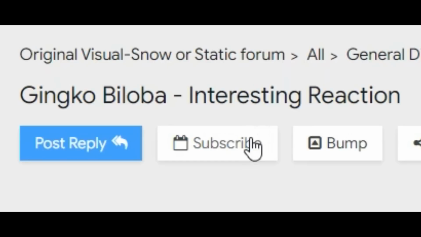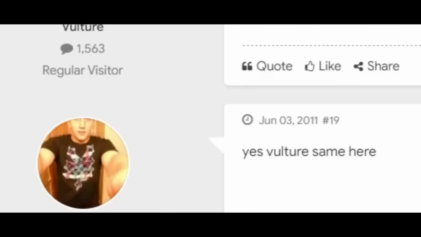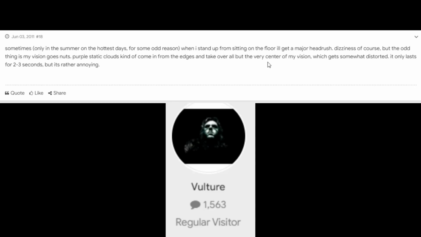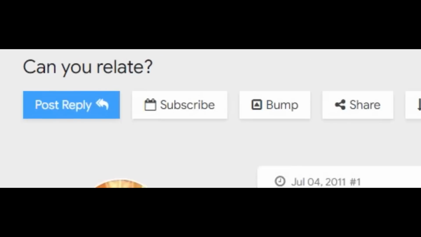Okay, title is Ginkgo biloba, interesting reaction. Oh, this is just where he said, yes, vulture, same here. He's agreeing with talking about sometimes, only in the summer on the hottest days, for some odd reason, when I stand up from sitting on the floor, I'll get a major head rush. Dizziness, of course. But the odd thing is my vision goes nuts. Purple static clouds kind of come in from the edges and take over all but the very center of my vision, which gets somewhat distorted. It only lasts for 2 to 3 seconds, but it's rather annoying. The title, Can You Relate?